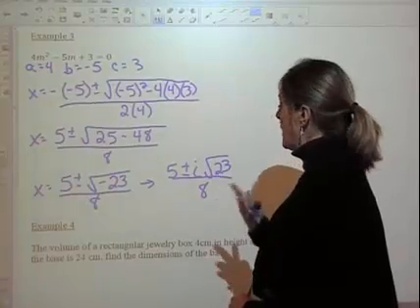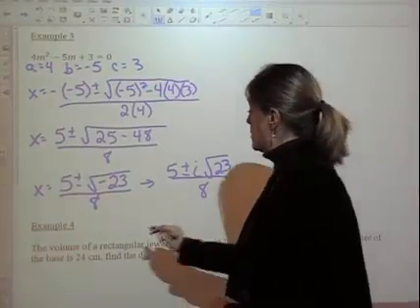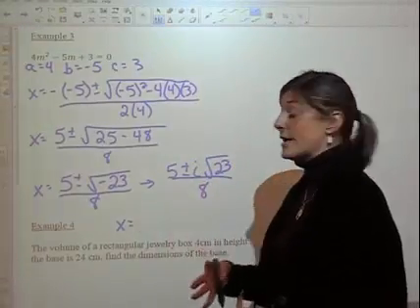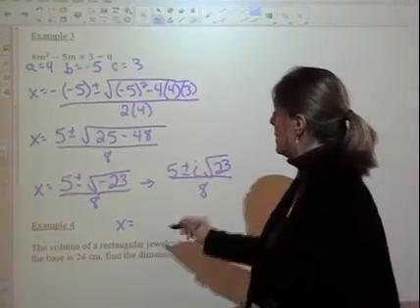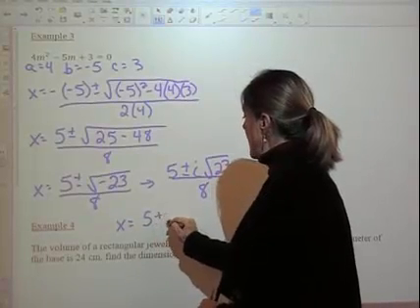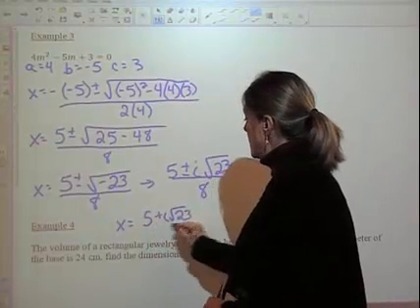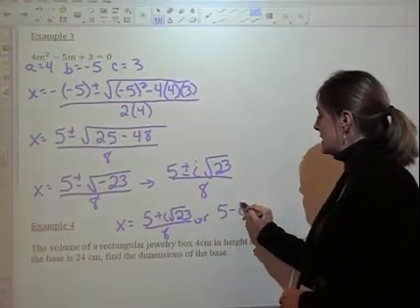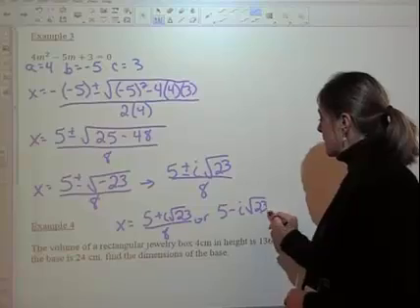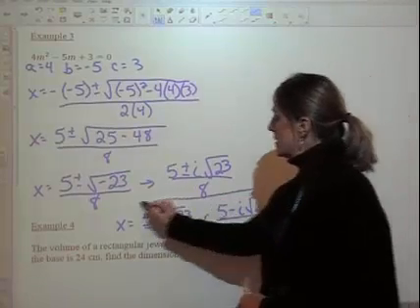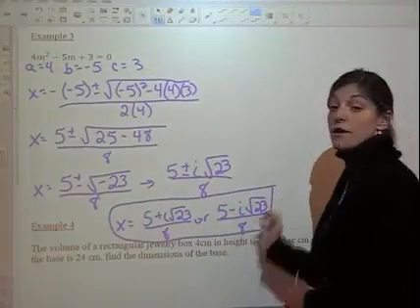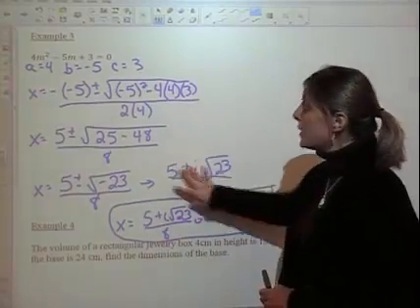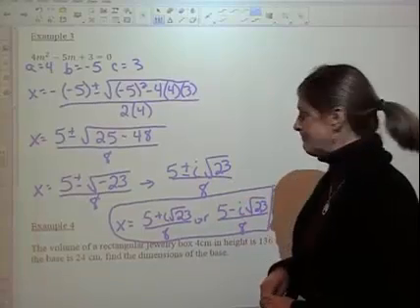Okay, and so what I would suggest is to write this out as 2 different answers. That way we remember it is two separate answers, even though this looks like one. It's 5 plus i square root of 23 over 8, or 5 minus i square root of 23 over 8. It is easier to tell that there are 2 answers when you break it apart and write it separately. However, I will accept an answer of this.